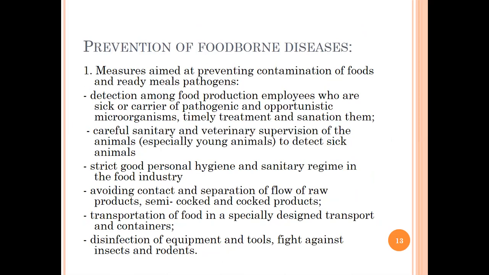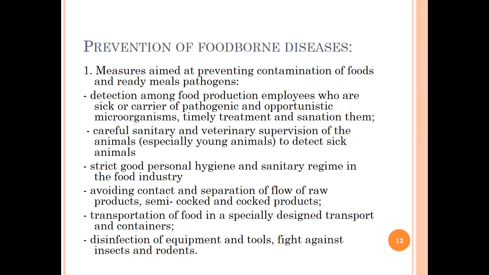How to prevent foodborne disease? You must know, keep in your mind. The first group is measures aimed at the prevention of food contamination of raw and cooked food with pathogens. For example, we need to review among food industry employees who are sick or bacilli carriers with pathogenic or opportunistic bacteria, and we need to treat and sanction them timely.